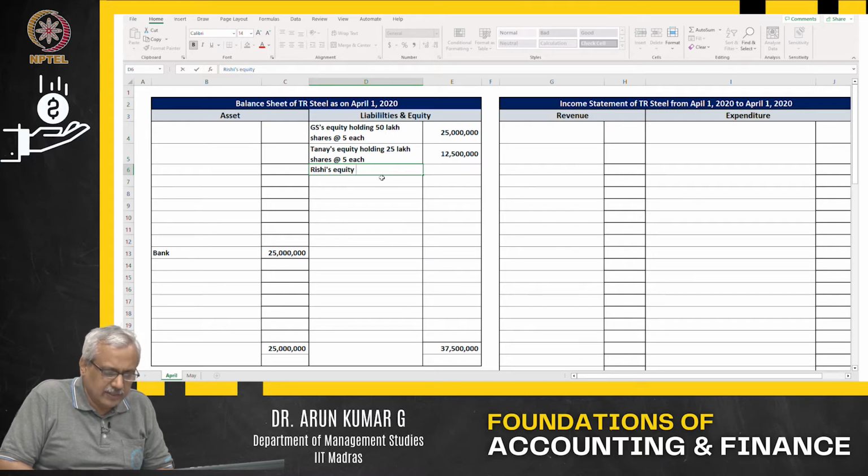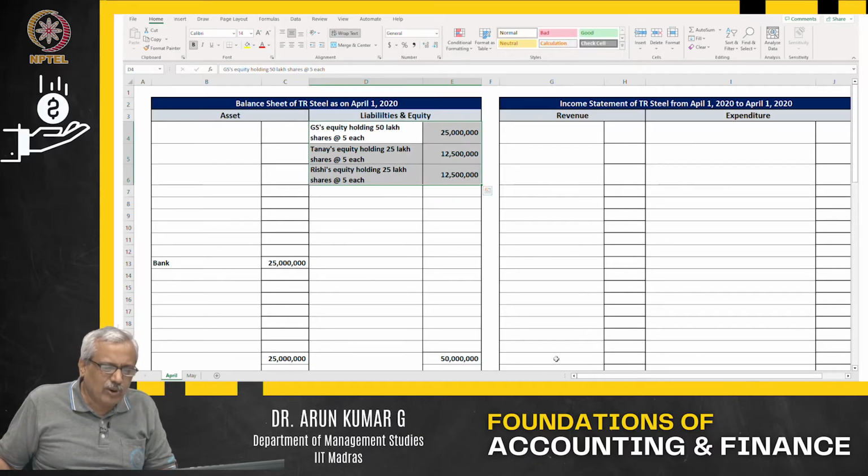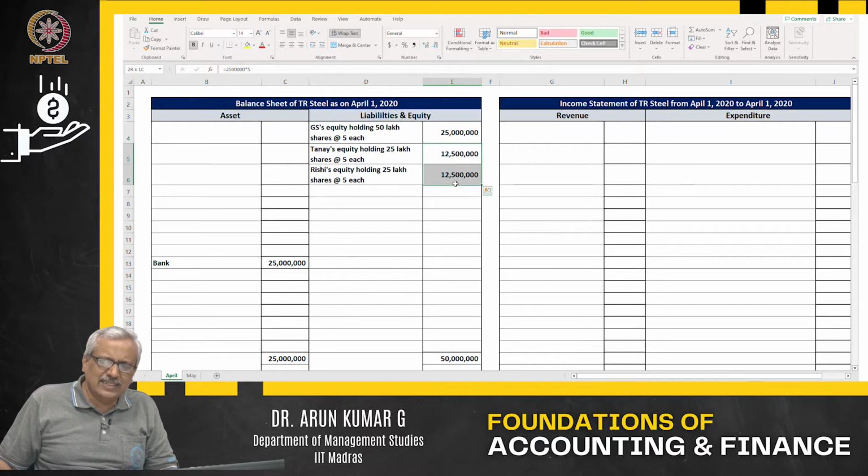Rishi is the other guy. Rishi is equity holding 25 lakh shares at 5 rupees each. Same thing. So 25 lakh shares at 5 rupees each, that is it. So all these three form what is called the equity contribution, the capital. Now this money also comes in. Tanay and Rishi have also given 1.25 crores each.